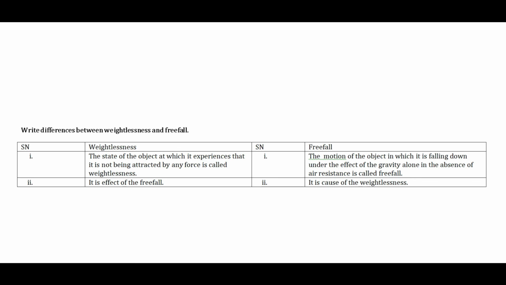Now let's see the differences between weightlessness and free fall. The first difference is their definition. Weightlessness is defined as the state of the object at which it experiences that it is not being attracted by any force. Free fall is defined as the motion of the object at which it is falling under the effect of only gravity in the complete absence of air resistance. And weightlessness is the effect of free fall, and free fall is the cause of weightlessness.